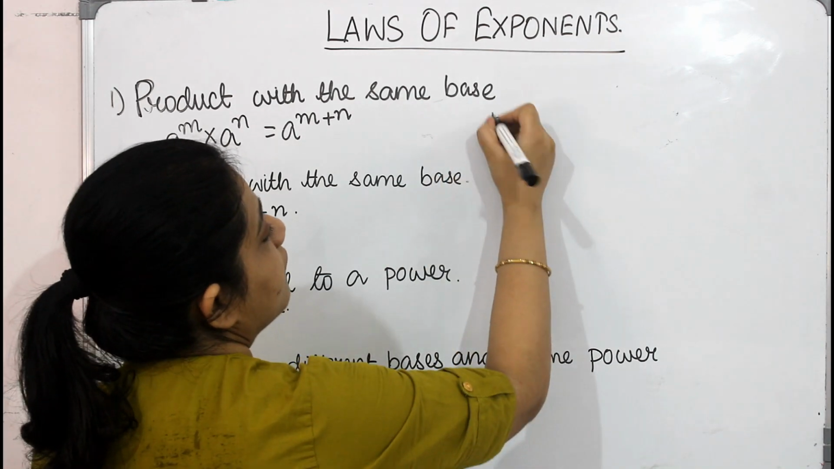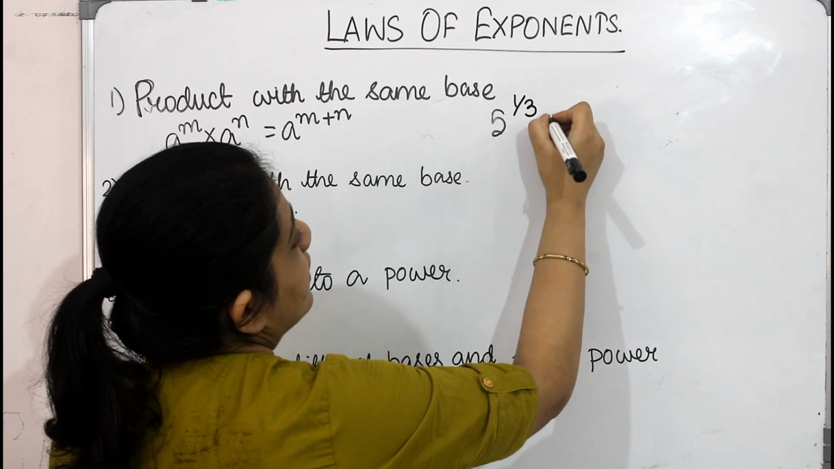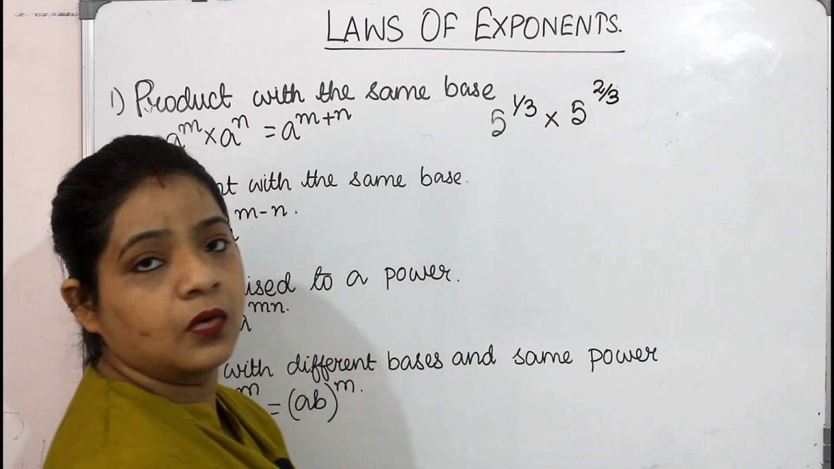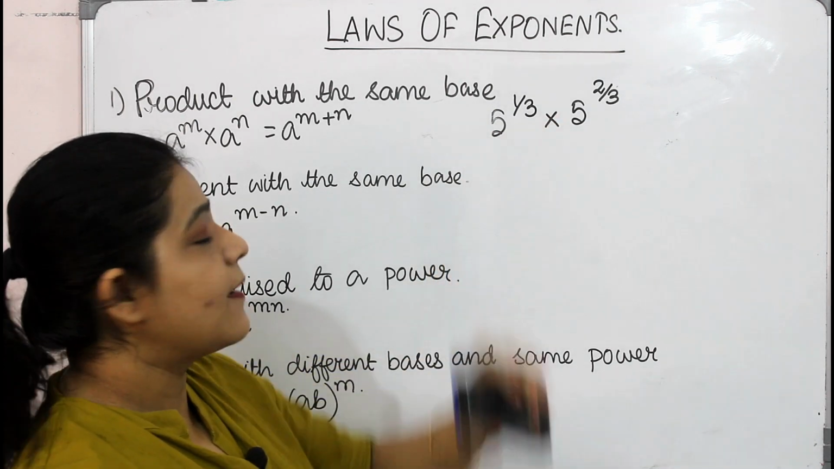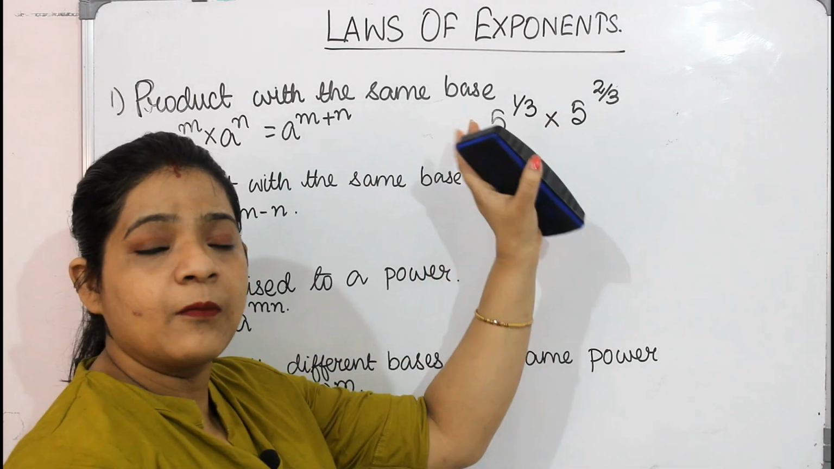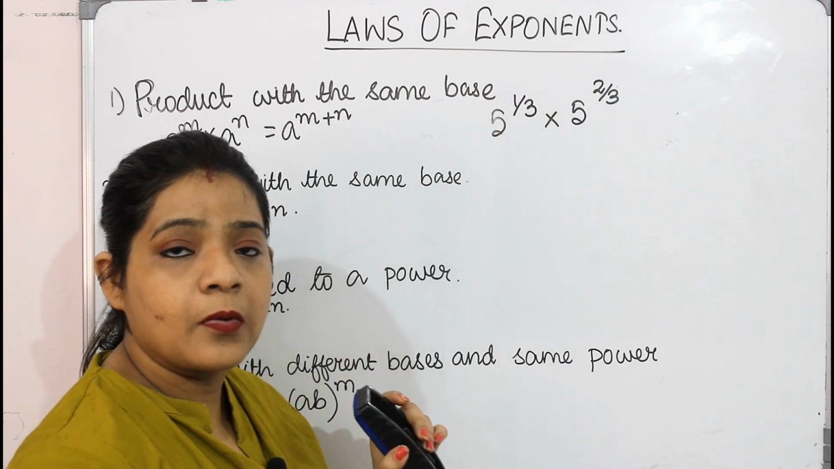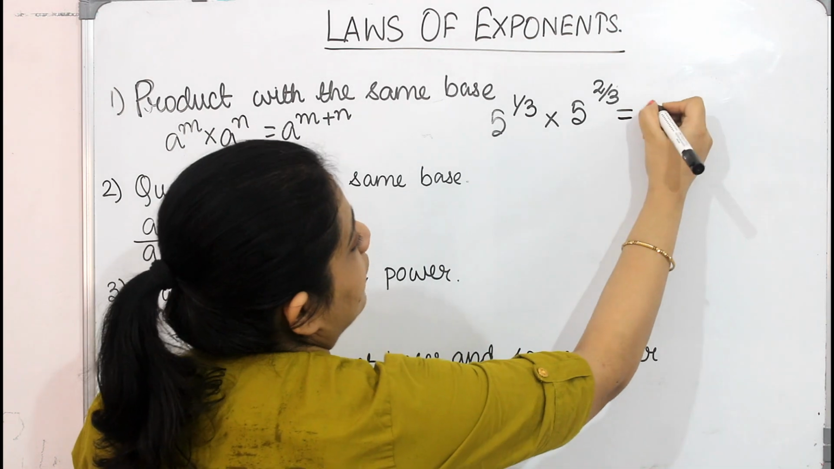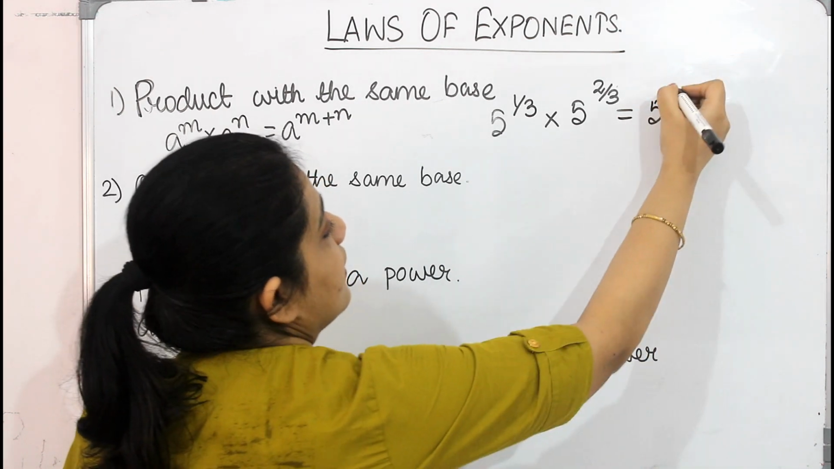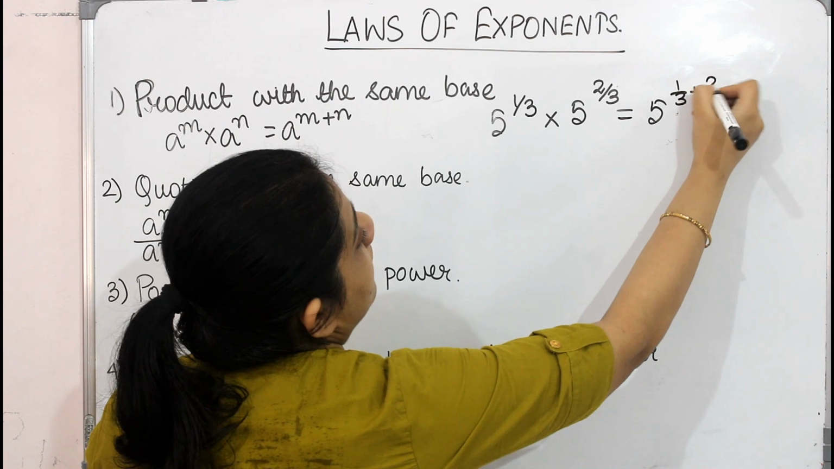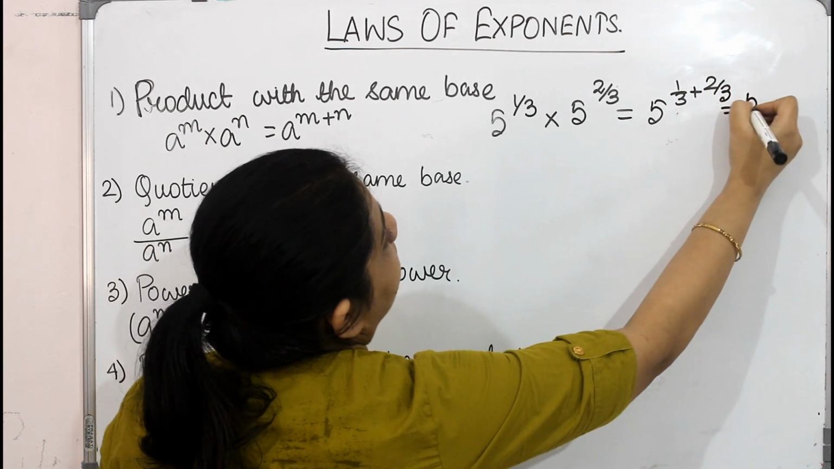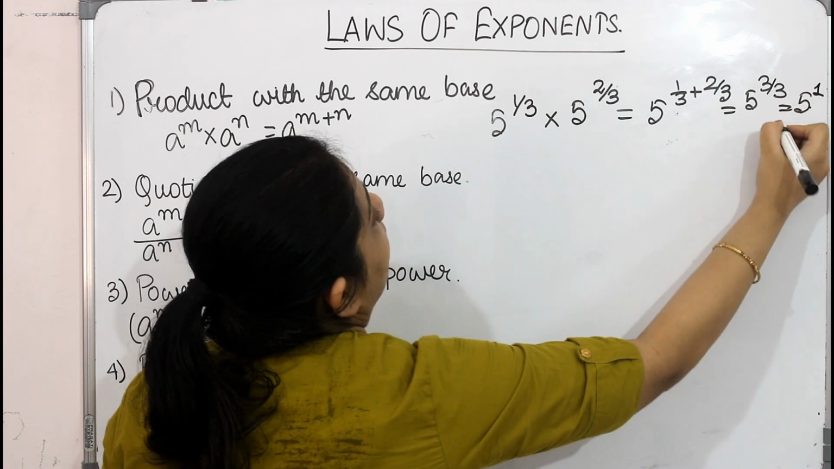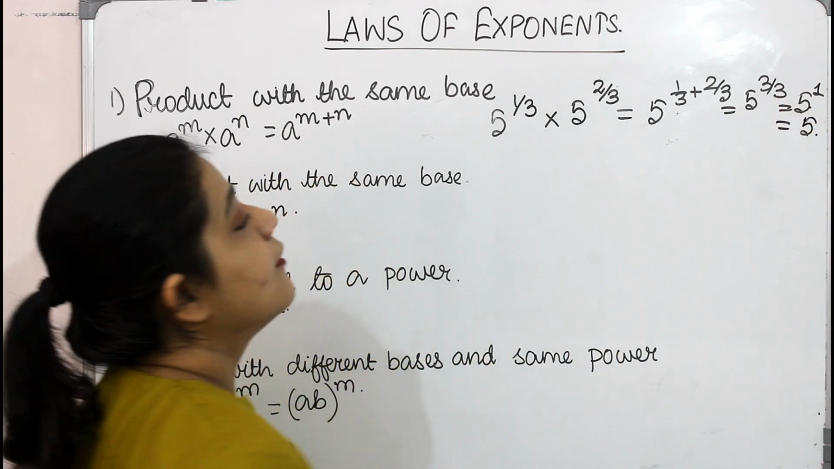5 to the power of 1/3 into 5 to the power of 2/3. Both of them have the same base. When numbers with the same base but different powers are being multiplied, what will you do? You write the base as it is and simply add the powers. So this will be 5 to the power of 3/3, that is 5 to the power of 1, so you can write it as 5.